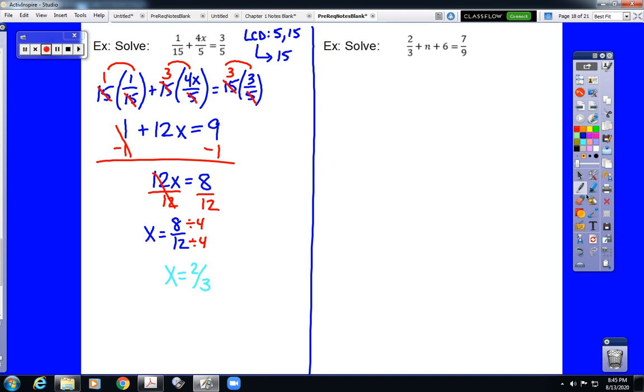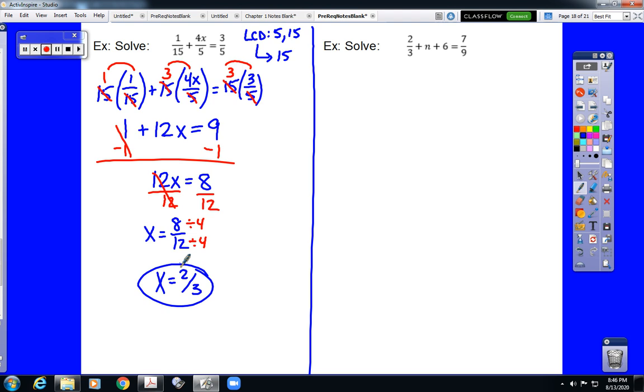X is 2/3. Let's get that in an acceptable color there. Okay, I guess I'm going to have to erase it to get it in a correct color. X equals 2/3. Okay, x equals 2/3 is our answer.